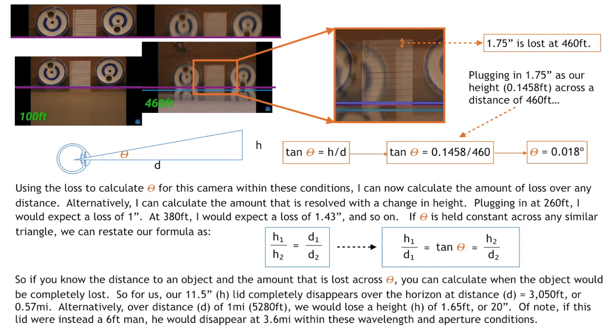For us, our 11.5 inch height lid completely disappears over the horizon at a distance of 3,050 feet, or 0.57 miles, half a mile, give or take. Alternatively, over a distance d of 1 mile, 5,280 feet, we would lose a height of 1.65 feet, or 20 inches. Of note, if this lid were instead a 6-foot man, he would disappear at 3.6 miles within these wavelength and aperture conditions.